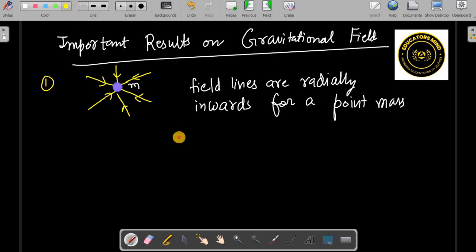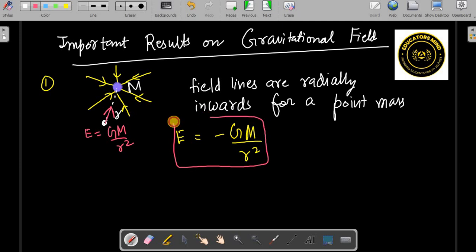And the formula for field is given as minus G m by r square. Here m means the source mass. If you want, you can write the source mass with a capital symbol; generally, source mass is written with a capital symbol. So at a distance of r from this, the field is given by this. And of course, field will be directed towards that. Magnitude wise, you can simply write G m by r square, but vectorially you should put a minus sign, so the field is going towards that.